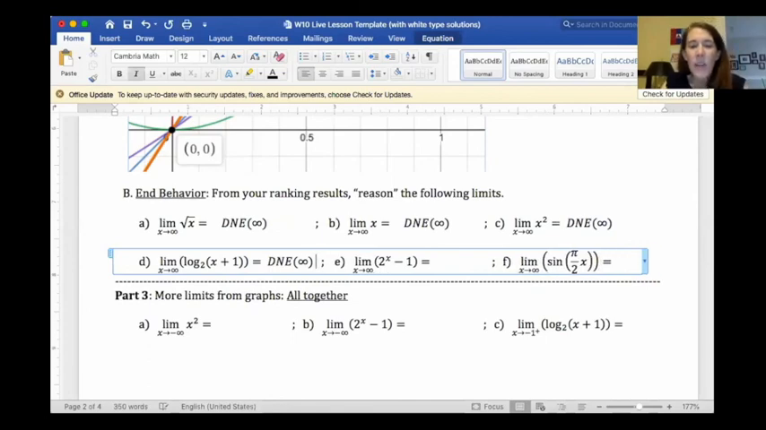Okay. Then we have our exponential function. So the limit as x approaches infinity of 2 to the x minus 1. What's happening with that one?